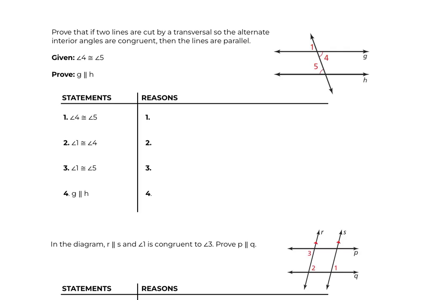This is kind of like yesterday. The good thing here is, at least on this first one, all the statements are provided. We're just going to come up with the reasoning. Okay? First statement is always the easy statement because they are giving us angle 4 and angle 5 being congruent. So that's given.